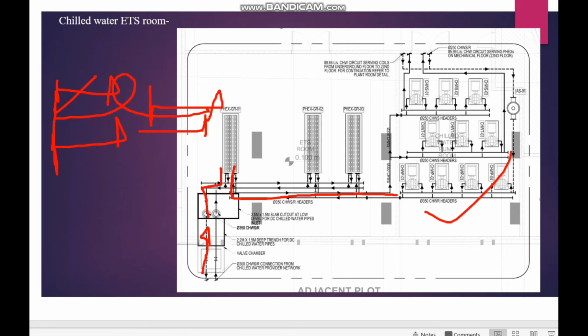If you cannot provide the minimum clearance, you can go with the next best choice, that is end suction top discharge. Okay, so end suction, top discharge, like this. So you can reduce the clearance side. So based on that you can provide.